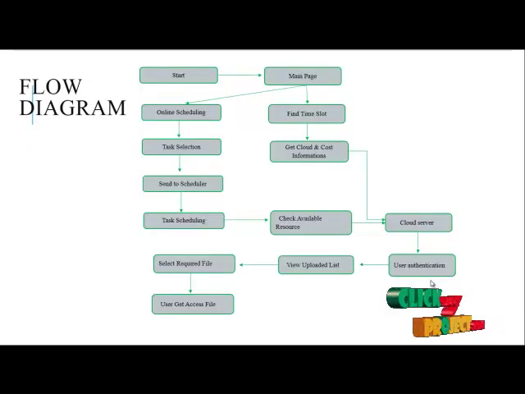Okay, this is the flow diagram for the online allocation of virtual machines in a distributed cloud computing. The first step is the start. When we come to the cloud process, from the home page we divide into two processes: one is the online or workflow scheduling, and the other is finding the time slot.